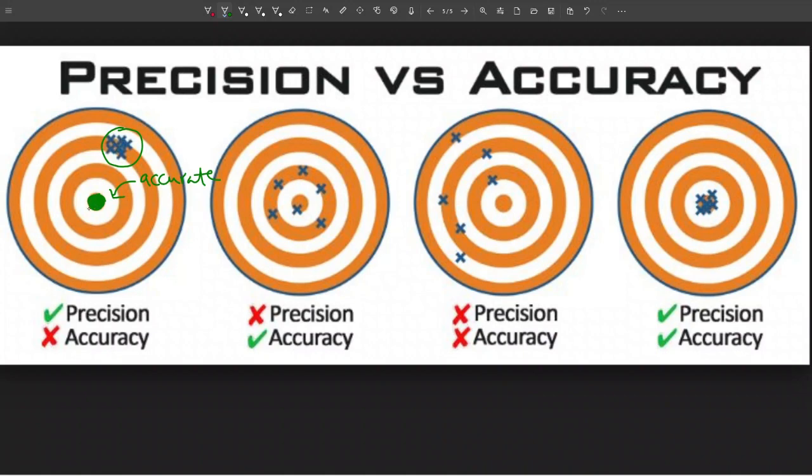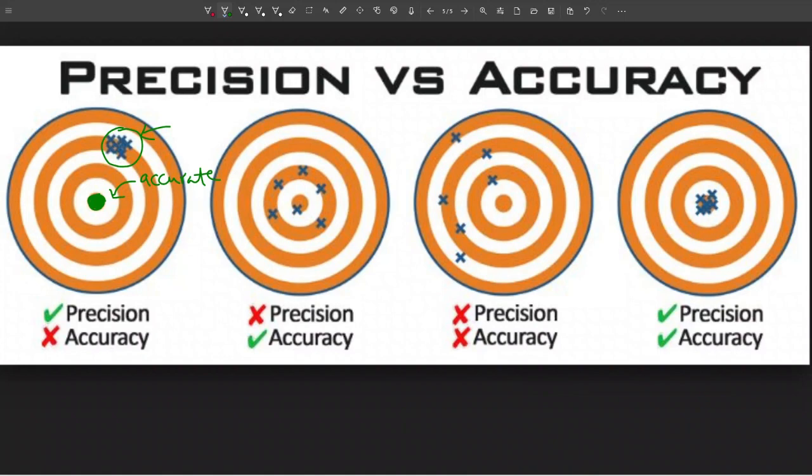Don't forget, accuracy talks about comparing a measured value to a known value. So this here is acting as a measured value, and this here is acting as a known value. Comparing them now, they are not close to each other, so that means that they are not accurate. When you look at the precision, they are precise. Precision talks about what? Comparing the values to each other.